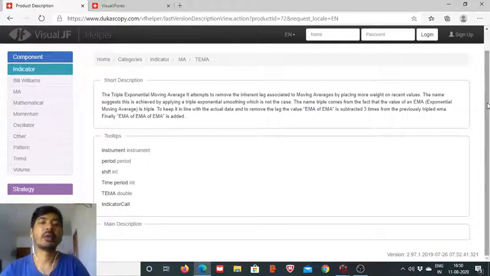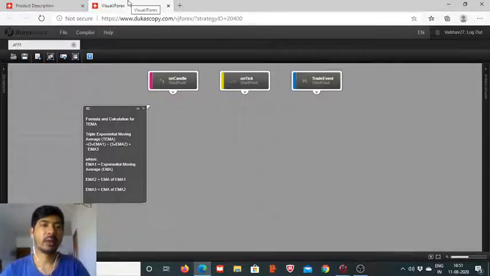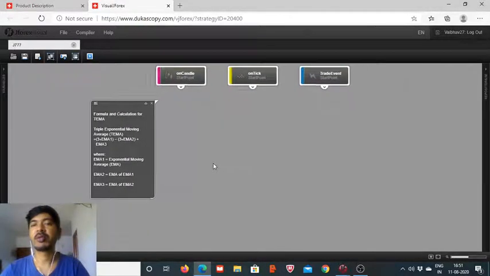There is no such thing that one exponential moving average is better than another. So it is kind of based on preference. You have to see what works better for your setup and then decide accordingly. So let's get started. Here we will see the description for the TEMA.